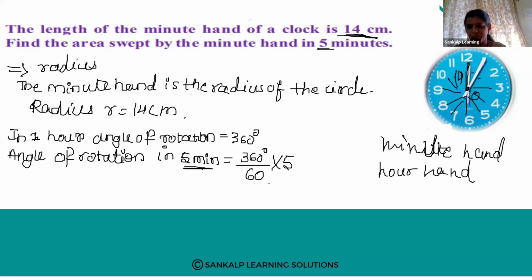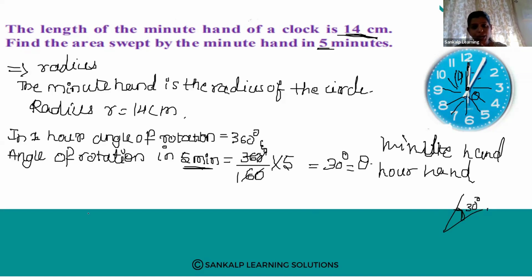So into 5. 0, 0 cancel, 6 ones are 6, so you will get 5 sixes are 30. That means the angle of rotation is 30 degree. So this is our theta. So in 5 minutes, the angle of rotation is 30 degree, right? This is our theta. Next.